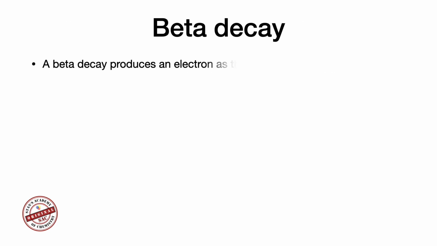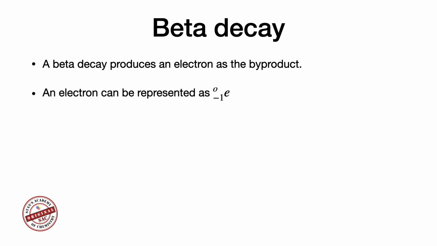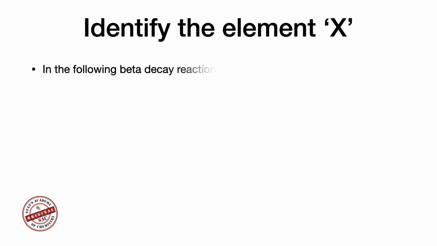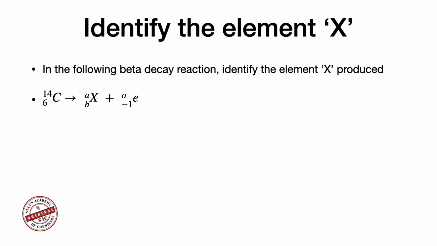In this case, we will see what the products are or what the new element is produced when there's a beta decay. An electron is represented as -1 E0, where -1 is a charge, 0 is the mass number. Carbon 6 14 changes into an element X and an electron or a beta particle. So we need to find out the element X. We need to find out the mass number and the atomic number.